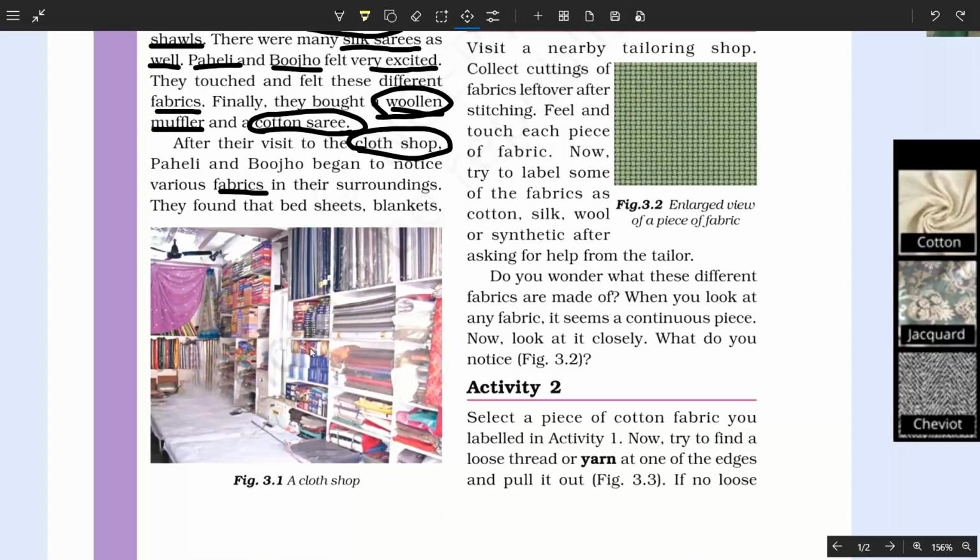Here you can notice in 3.4 they are showing a cloth shop. It is a cloth shop. You can see here it is a sari. Here they have arranged some of the boxes in which the cloths are kept, and these are the shirts, cloths, and different types of cloths they have.